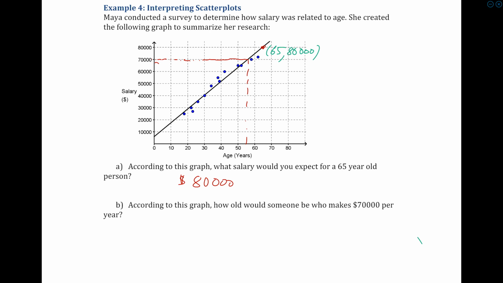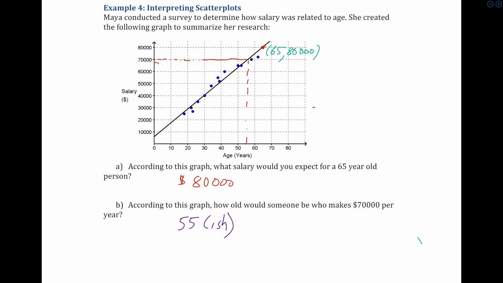No, it's beside the line on 60, so it has to be 68. No, what I'm pointing out is, use the trend line, don't use the points. 55. Okay, use the trend line, don't use the points. So I'm going to say 55-ish. Can we say that on the test? Well, actually, in a case like this, that is fine, right?